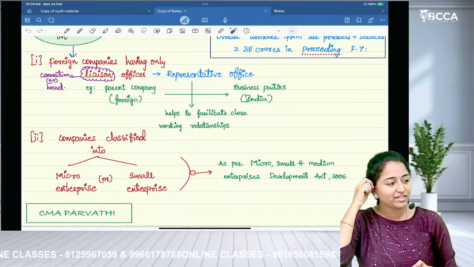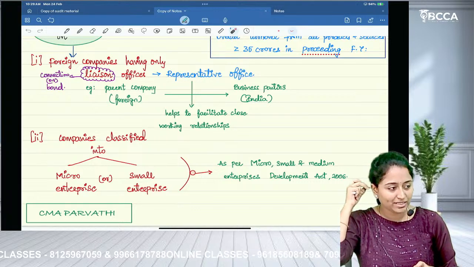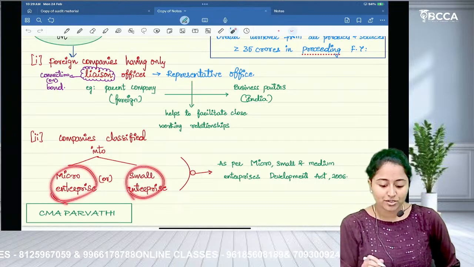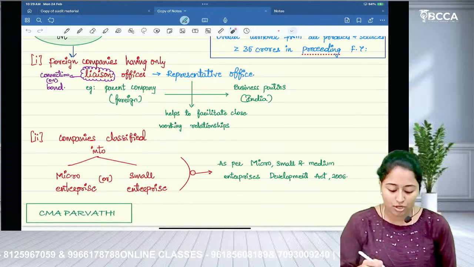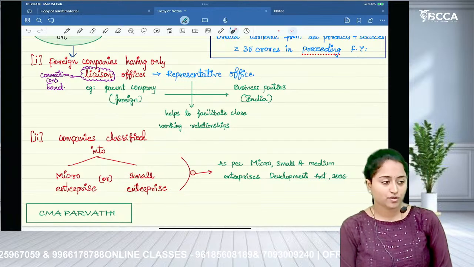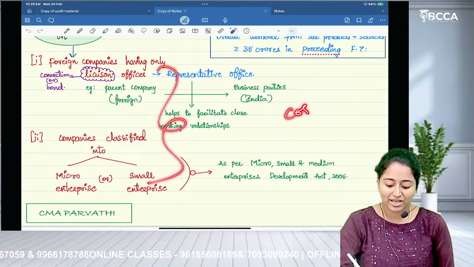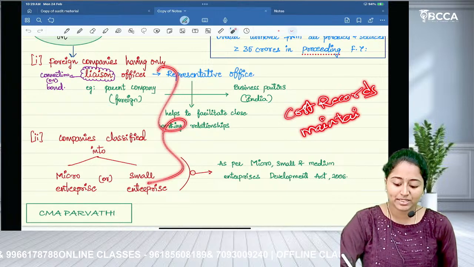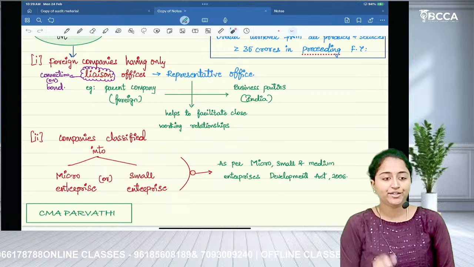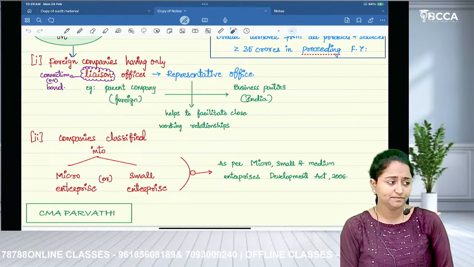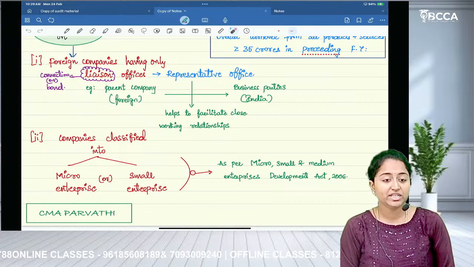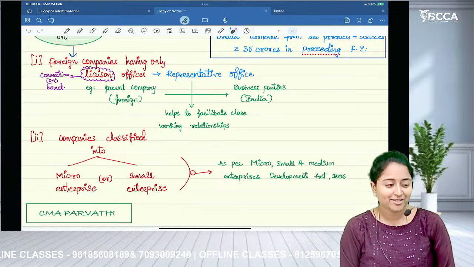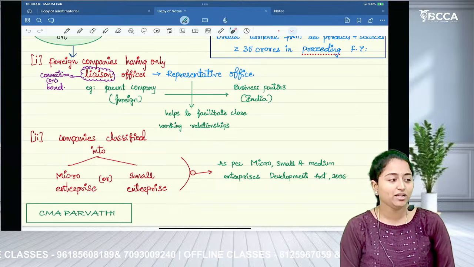In this, they have given the categorization of micro enterprise and small enterprise. If any company is classified as a micro enterprise or small enterprise, then they need not maintain what? Cost records. So these are the two exceptions we have for cost records maintenance. Other than these two, any company, whether in regulated sectors or non-regulated sectors, if in its immediate preceding financial year the turnover limit is more than or equal to 35 crores, then they have to maintain cost records.